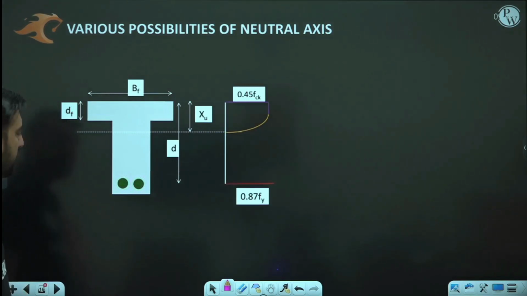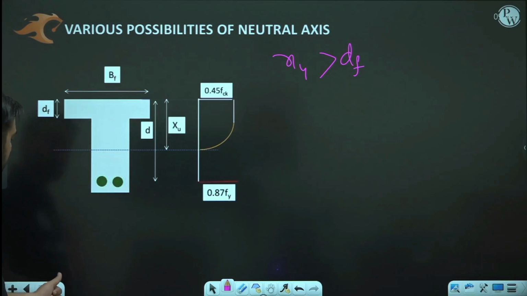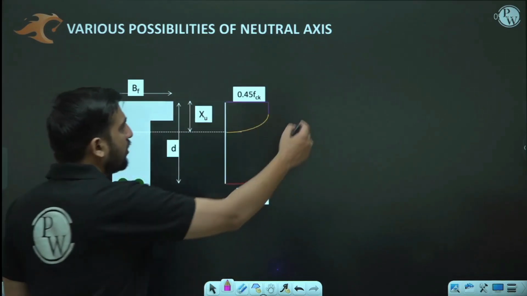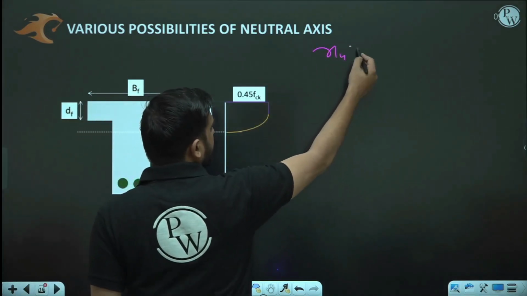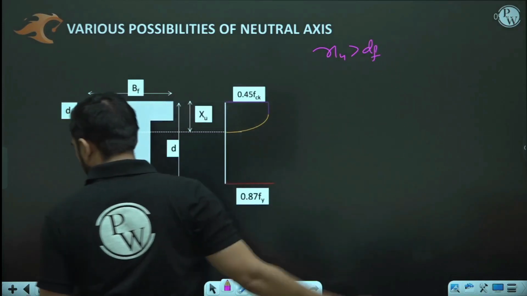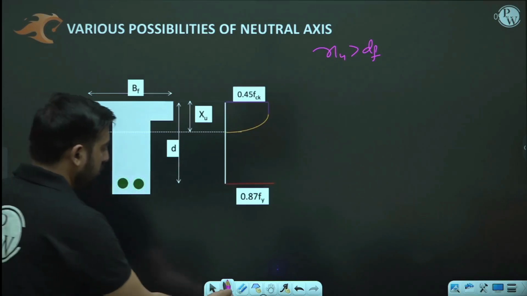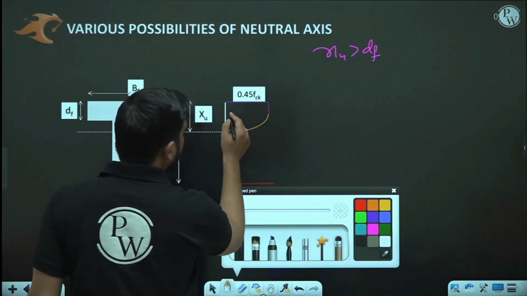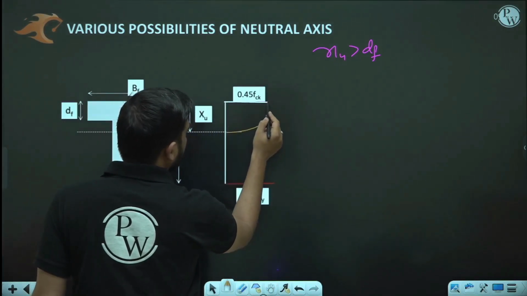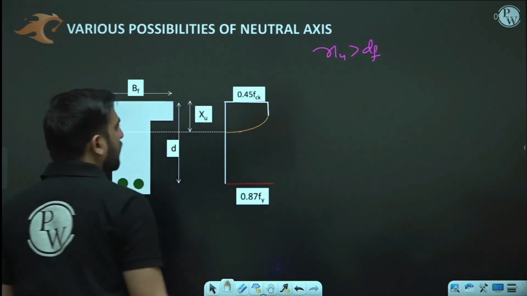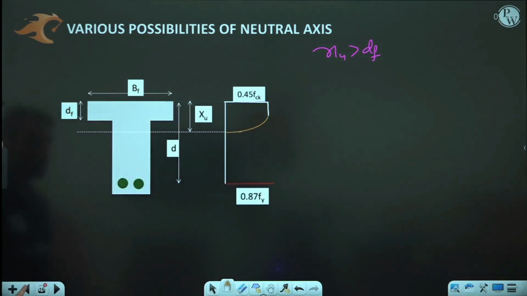But what is the difference between these two? What is the difference between this and that? This is also XU greater than DF. And here as well, you can see that XU is greater than DF. It is not visible, I guess, so let me use white. Okay, are you getting it? So what is the difference between these two?